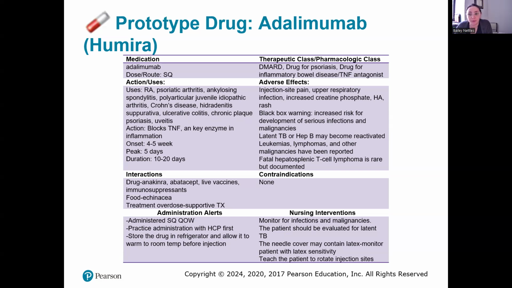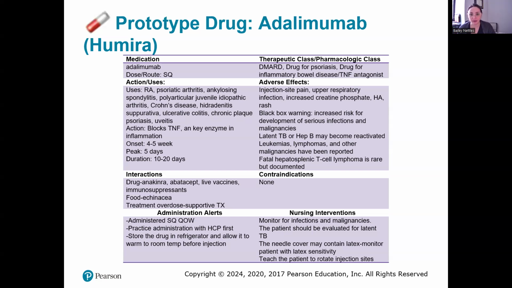Okay, so definitely some black box warnings we want to warn people about, right? We're going to avoid anakinra, Enbrel, and live vaccines because we're immunosuppressed and we don't need any form of a vaccine that's alive coming at me. Other immunosuppressants, we want to avoid those as well because we don't want to suppress our immune system even further. Echinacea, we want to avoid.